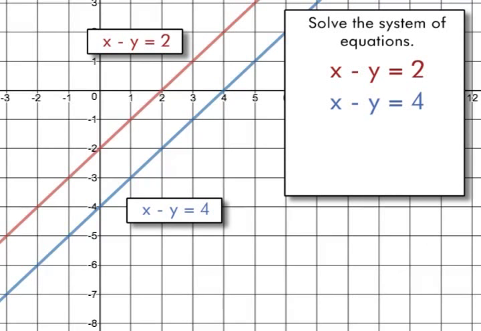And you can sort of see the problem here. These two don't overlap ever. They're what are called parallel lines. Parallel lines have the same slope and they never ever intersect. Think about railroad tracks. Bad news if those ever intersect. And so in this case, since they are not going to intersect, there is no solution to this system of equations.